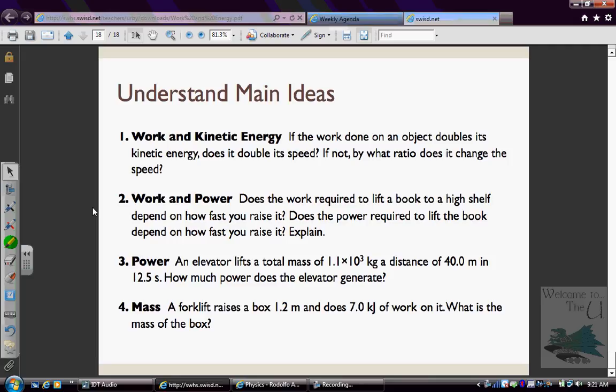There's some example problems down here, and you can go ahead and take a shot at answering those for me. You can turn those in Monday at the beginning of class, and we'll go over them and make sure that you have the right answers. Okay, that's going to conclude the initial introduction to work and energy notes. If you have any questions, by all means, please come and ask.